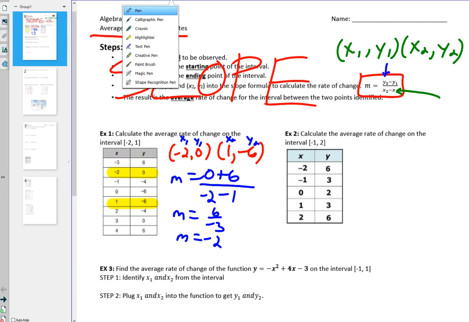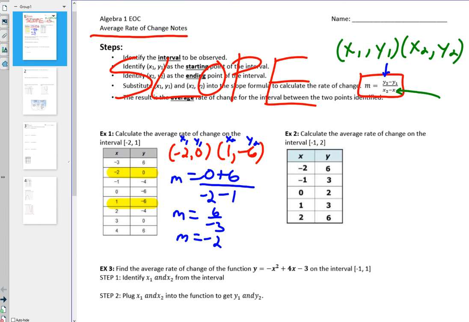So the points, they're telling me the interval is -1 to 2. So one of my x's is -1. The y that goes with that is 3. The other x is 2. The y that goes with that is 6. So subtract the y's on top, 3 minus 6. Subtract the x's on the bottom, -1 minus 2. I get -3 over -3.